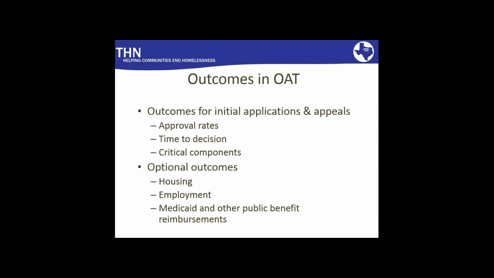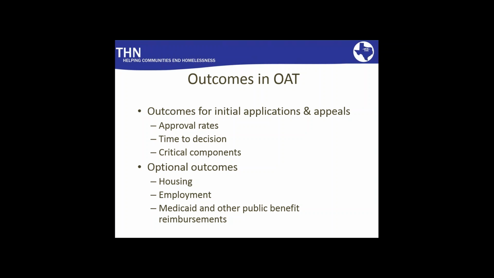Now we know that outcomes are crucial to what we are trying to do here through OAT, and this is very helpful for us in the initial applications and in the appeals. What we can do is track the approval rates, so if the approval is a yes or a no, an approval or a denial. And then the second one is how quickly we get a decision from the time that we turn in the application. And then finally, there's an optional part around critical components.